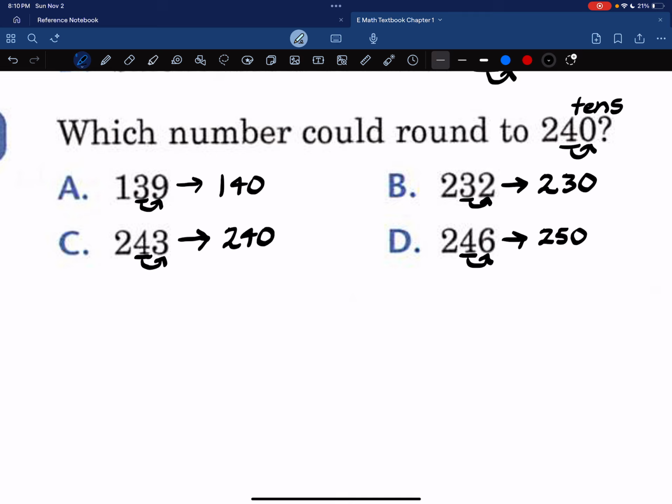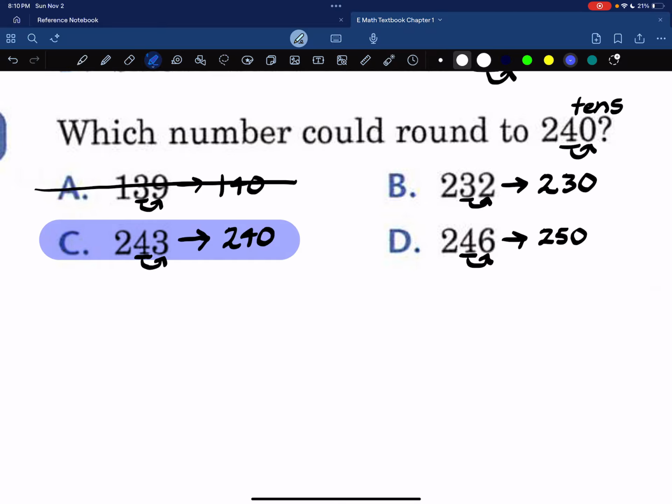250 if we went to the nearest 10. And we want 240, not 140. This one is not even in the range, so you could eliminate that and not even have to round it. But it's good practice. So I like this one. 240 matches that 240.